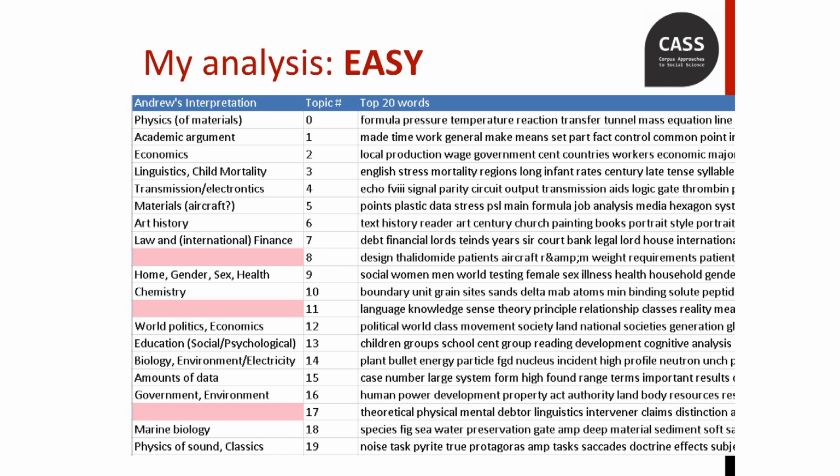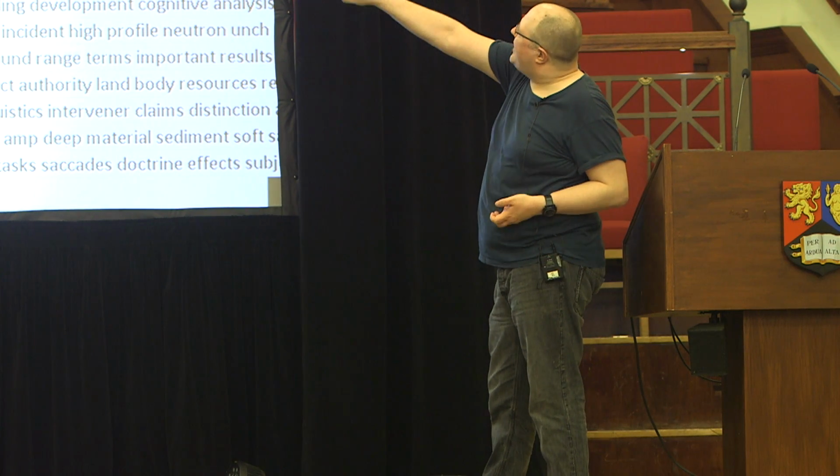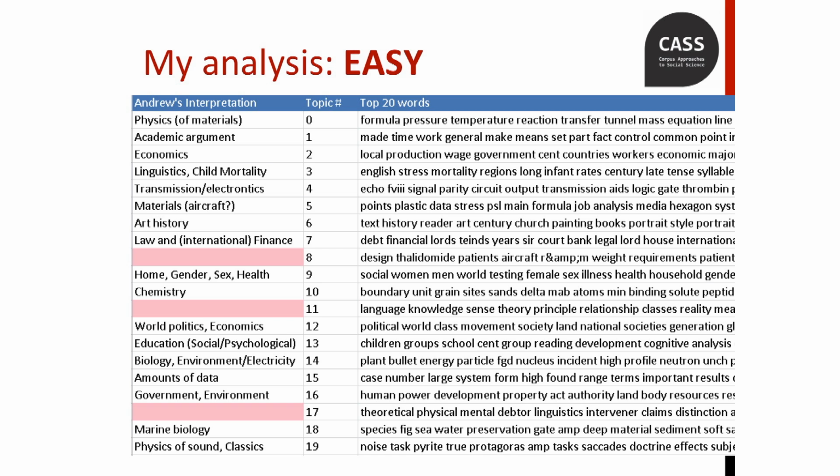Anyway, so I went down each one, I read the words, and I tried to come up with some kind of covering term for those 20 words. Again, this is what people do when they're interpreting topic models. So I came up with material physics. Oh, and I love this number 1: academic argument, made, time, work, general, mean, set, part, fact, control, common, point. And then you've got things later on which are about evidence and argument. That was really nice because it's not a topic in the normal sense, it's more one of these discoursey things.